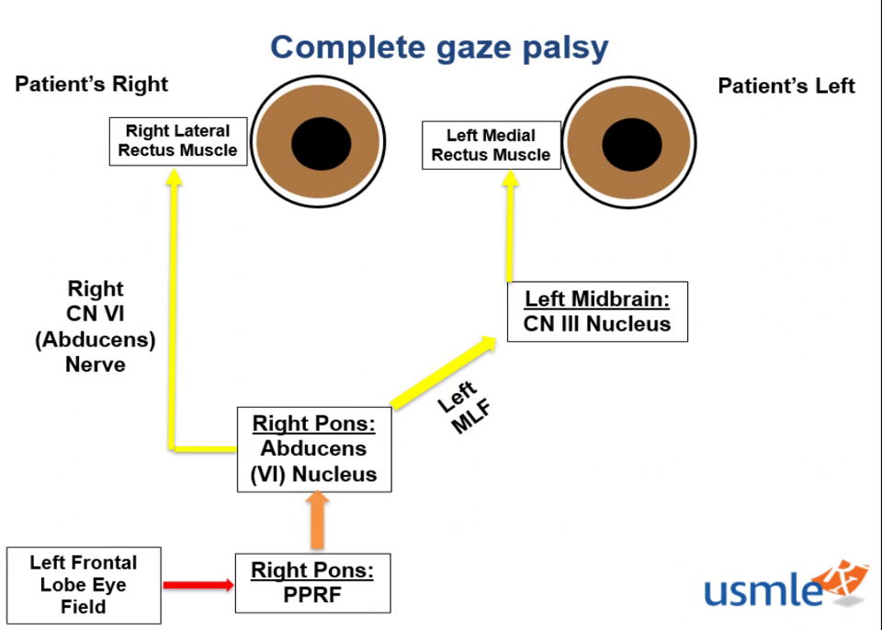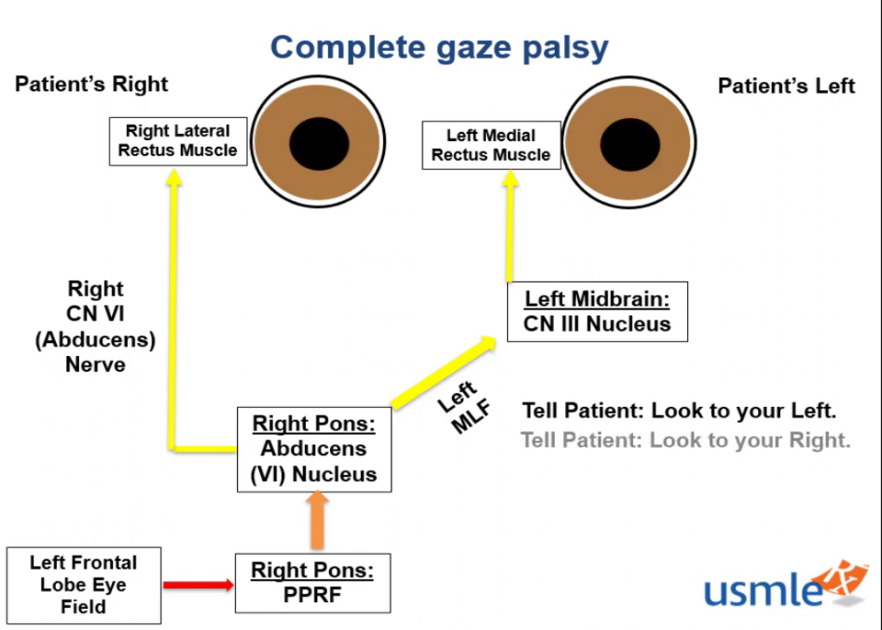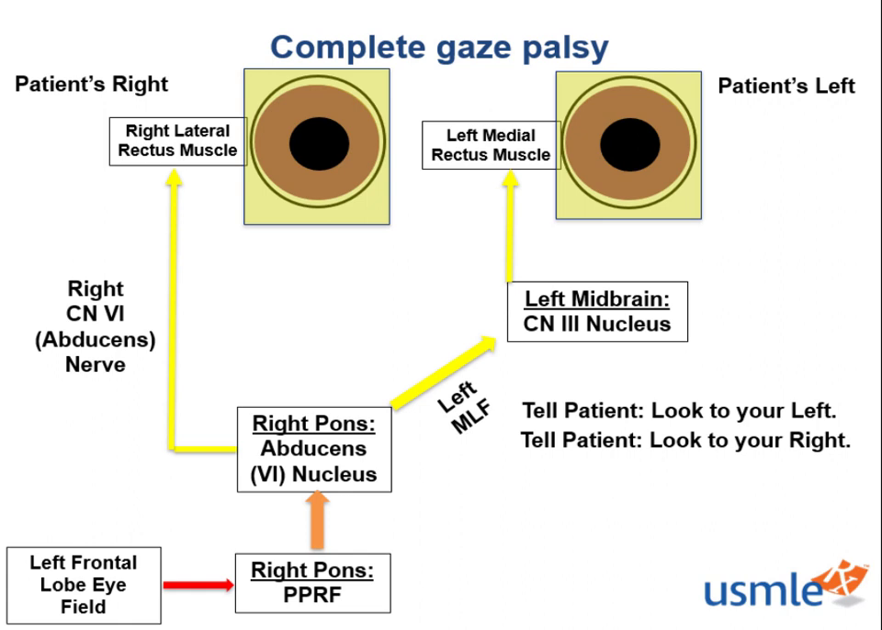An internuclear ophthalmoplegia is a partial gaze palsy because only one of the two eyes is not moving correctly. What if both eyes do not move to one side? That is a complete gaze palsy. Let me show you how this can happen. Let's ask our patient to look to their left, and as you can see, the patient can look to their left. Resetting the eyes, let's see if that patient can look to their right. As you can see, both eyes cannot look to the patient's right.